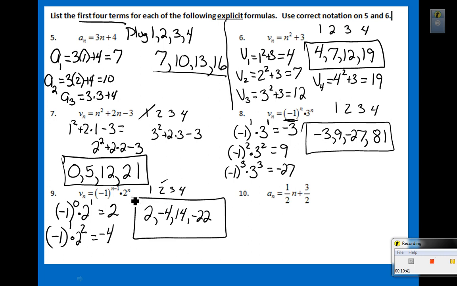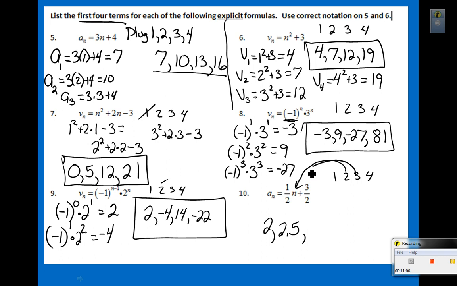I'll do one more before I move on. 1/2 n plus 3/2. I'm going to plug in 1, 2, 3, 4. This one's a lot easier than the ones we've been doing. You're going to go 1/2 times 1 plus 3/2, and you're going to get a 2. Then you're going to plug in a 2, and you're going to get 2.5.